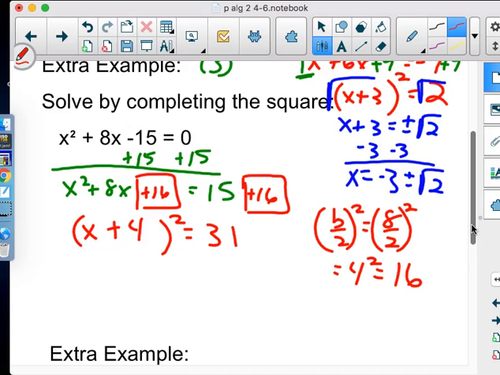All right, super duper close, right? Doesn't look like an answer yet, though. So what would we do? Square root both sides. Good.